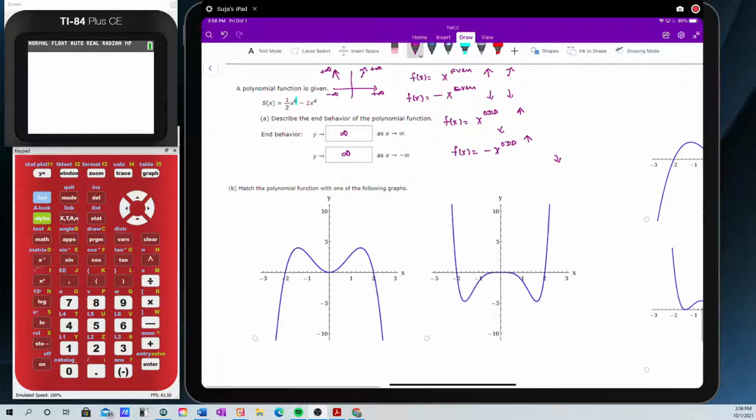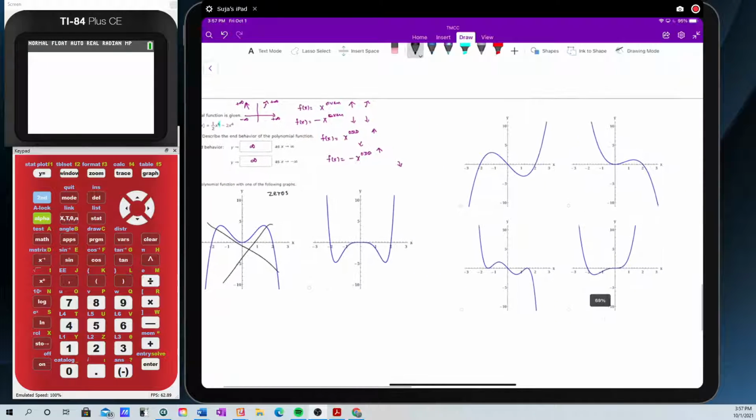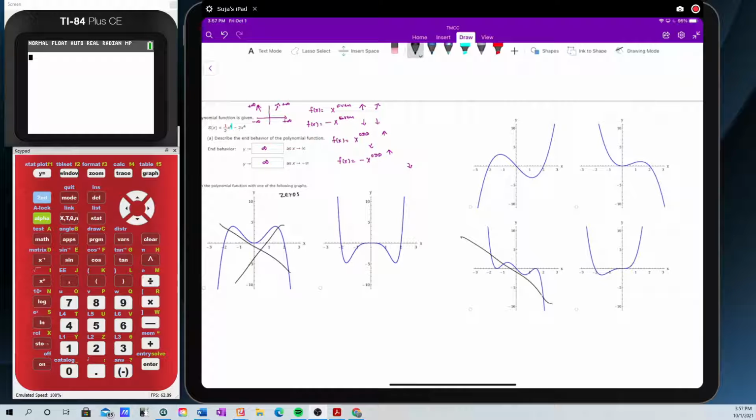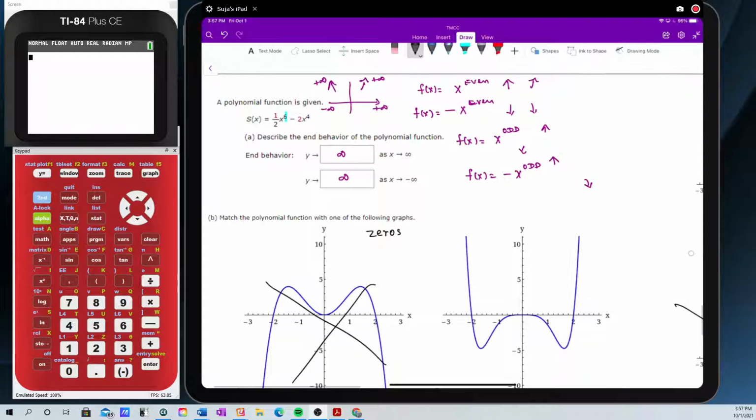Second part is to match the graph. Since in order to match this function, we have to do a little bit more work. One of the things I would ask you to do is find the zeros of the polynomial. Now I know that it's a facing up graph, so it cannot be this for sure. And then I have these options, so it cannot be this. It cannot be that. It cannot be this. So I'm between two options here. And the reason is because the given polynomial function is a half x to the 6th.